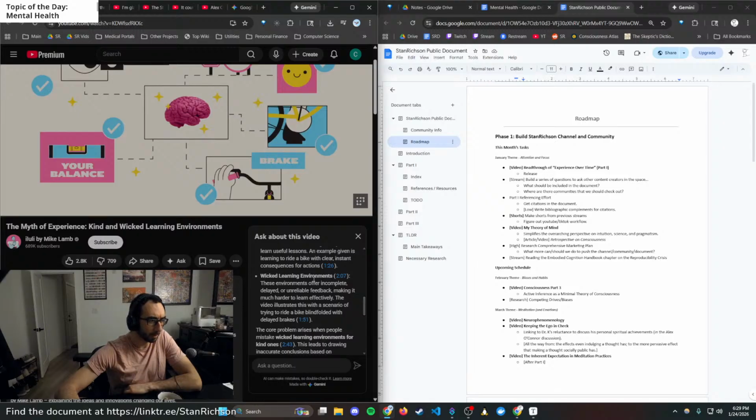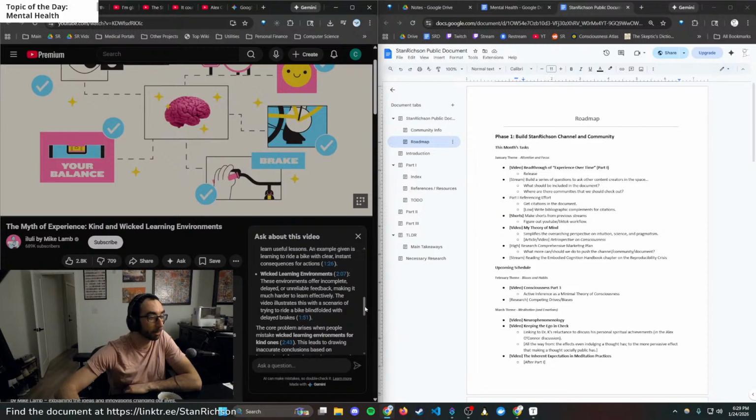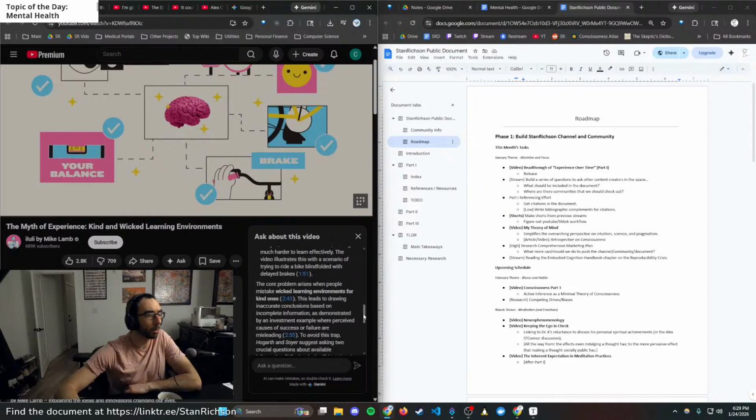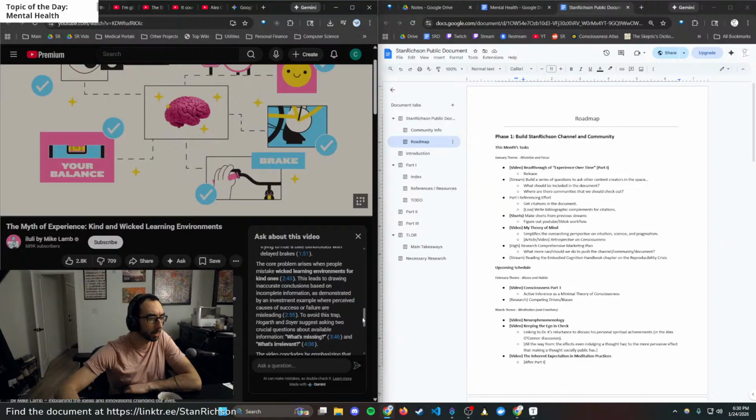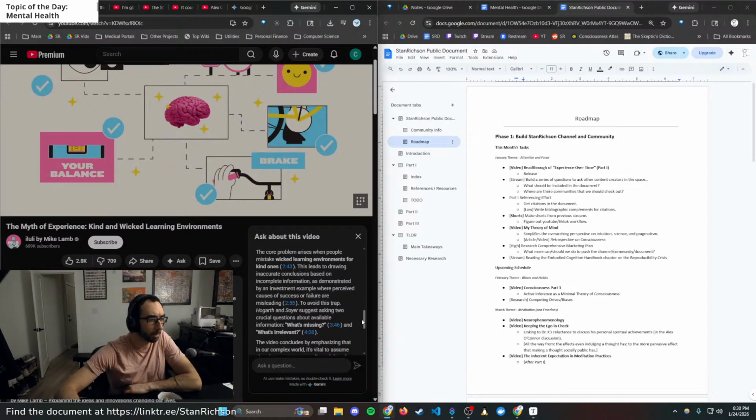Wicked learning environments offer incomplete, delayed, or unreliable feedback, making it much harder to learn effectively. The video illustrates this with a scenario of trying to ride a bike blindfolded with delayed brakes. The core problem arises when people mistake wicked learning environments for kind ones. This leads to drawing inaccurate conclusions based on incomplete information, as demonstrated by an investment example where perceived causes of success or failure are misleading.